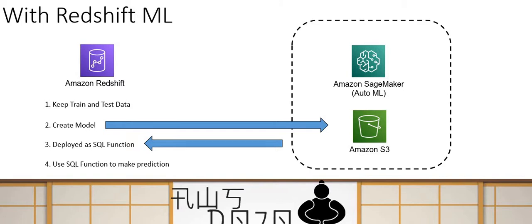You're sitting right inside Amazon Redshift, and you are simply performing training of your model, which does the deployment as well. Once it is deployed, you're simply making a call like a SQL function and making the prediction. So much more simplified than what it used to be earlier.